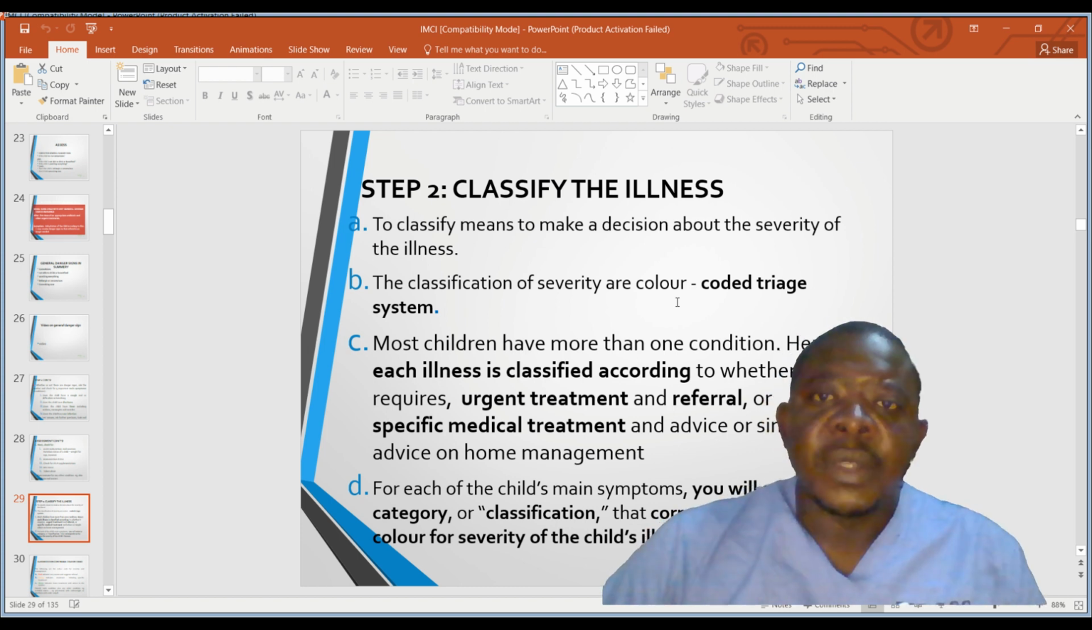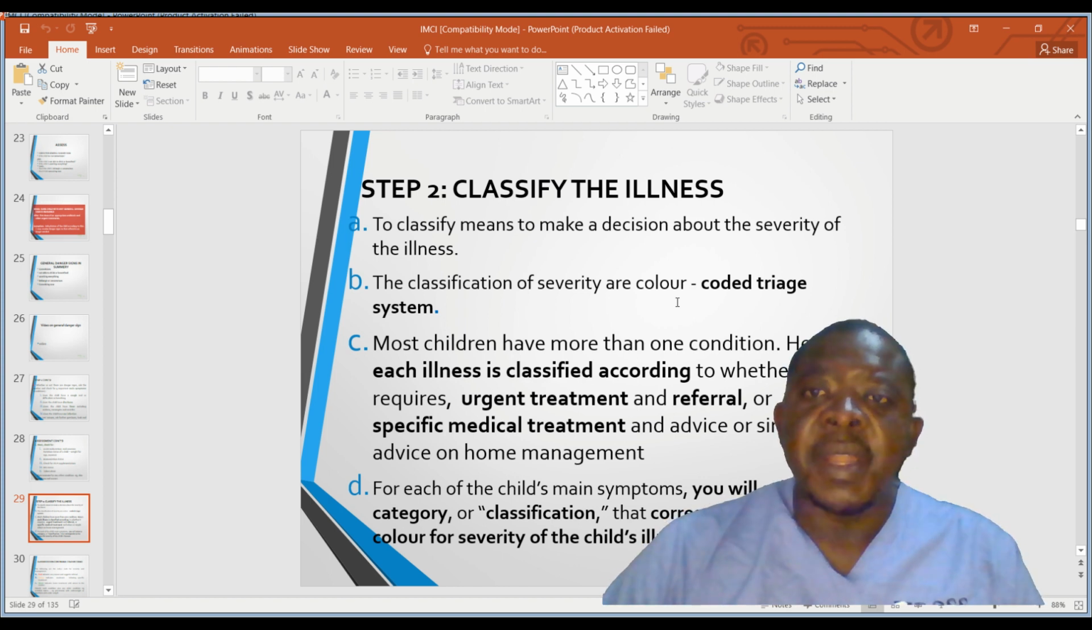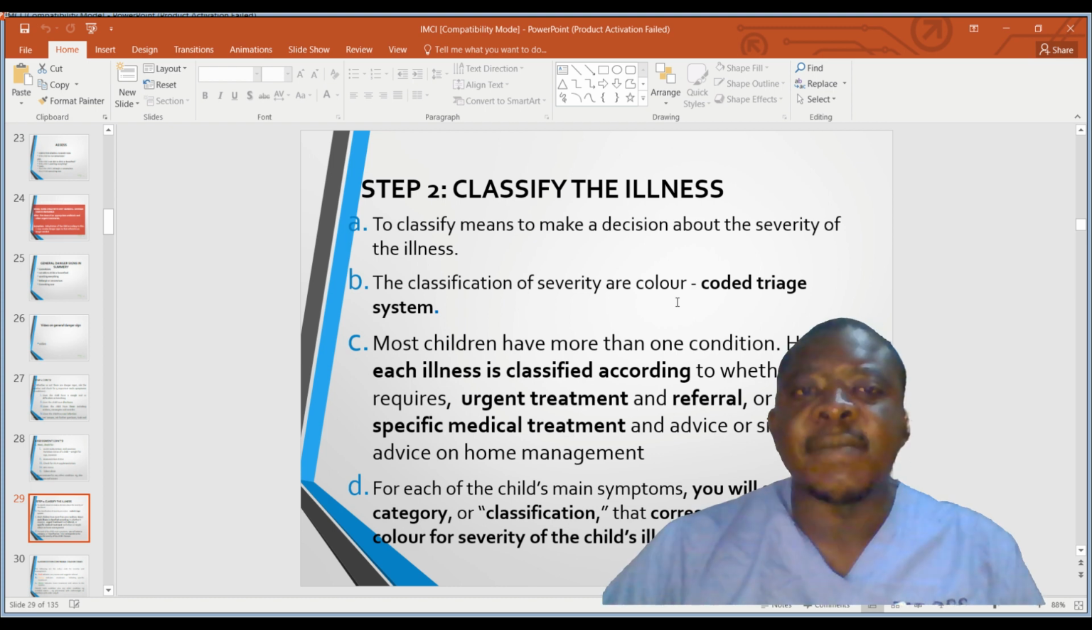Step 2, classification. You can classify the illness. To classify means to make a decision about the severity of the illness. The classification of severity is a color-coded triage system.